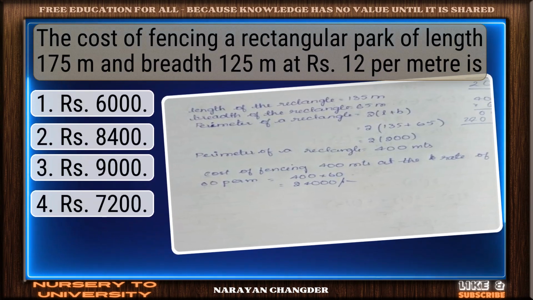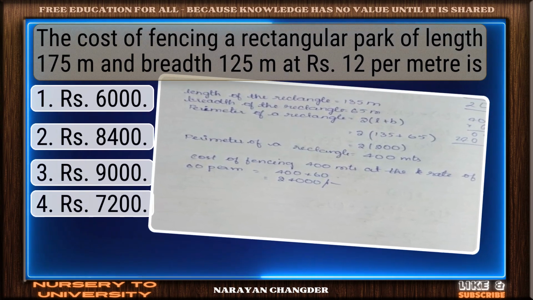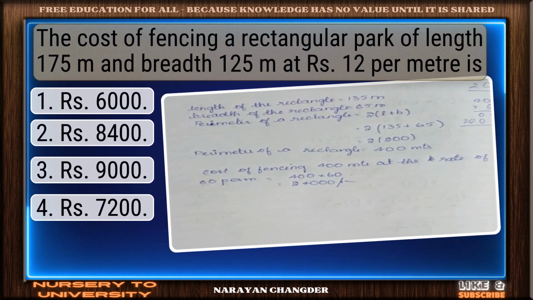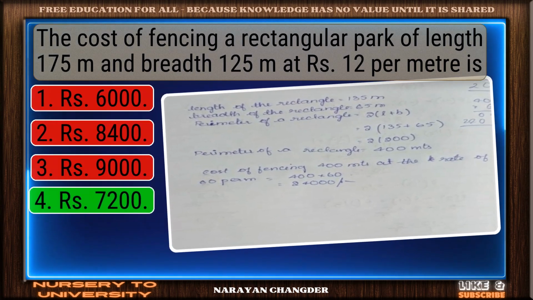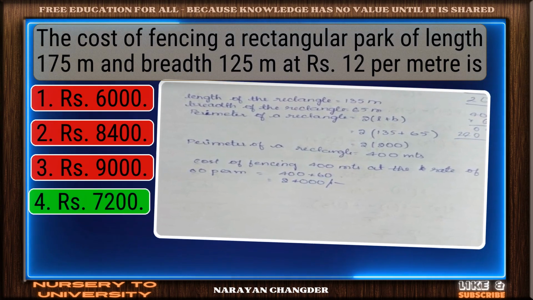The cost of fencing a rectangular park of length 175 m and breadth 125 m at the rate of Rs 12 per meter is. Good thinking. Rs 7200 is the right answer.